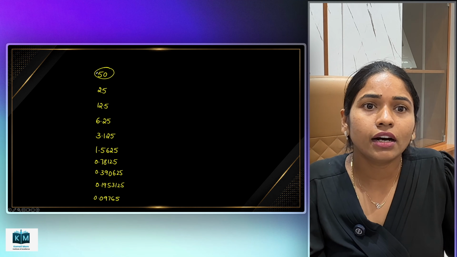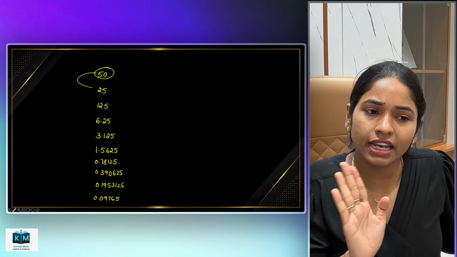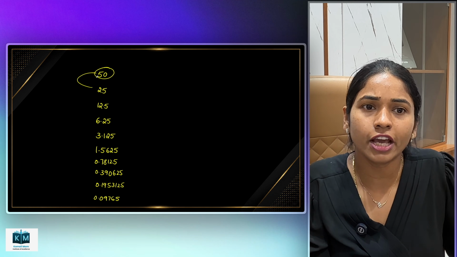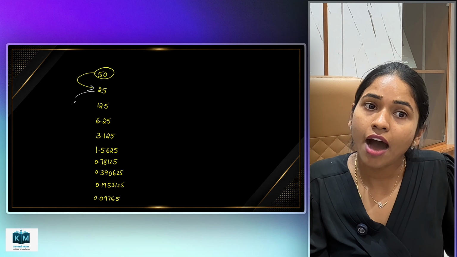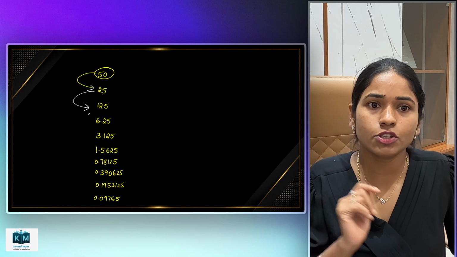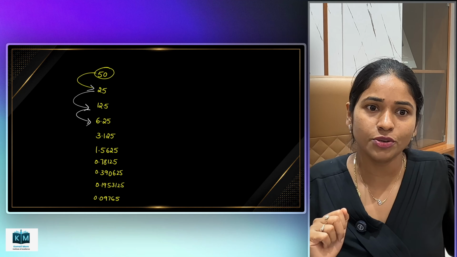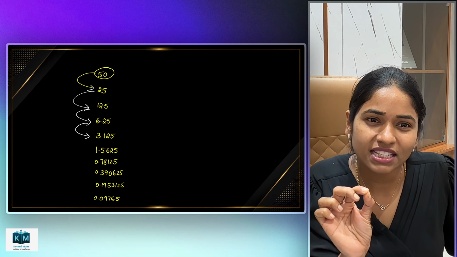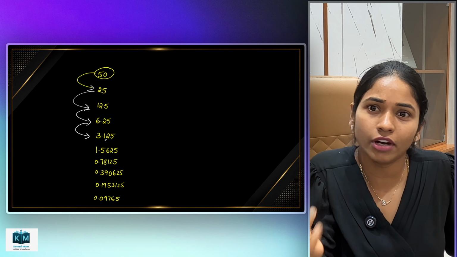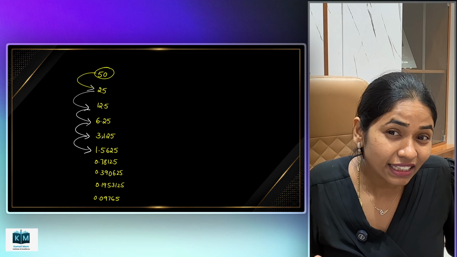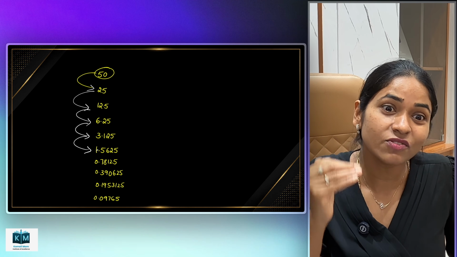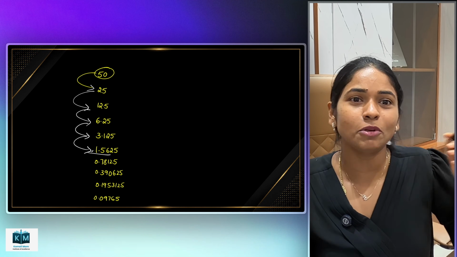Don't worry about anything, just 50, half of 50, how much? 25. Half of 25, 12.5. This is also easy. Half of 12.5, 6.25. You will stop here a little. Half of 6.25 is 3.125. Here half of 3.125 is 1.5625. Tell me up to here.